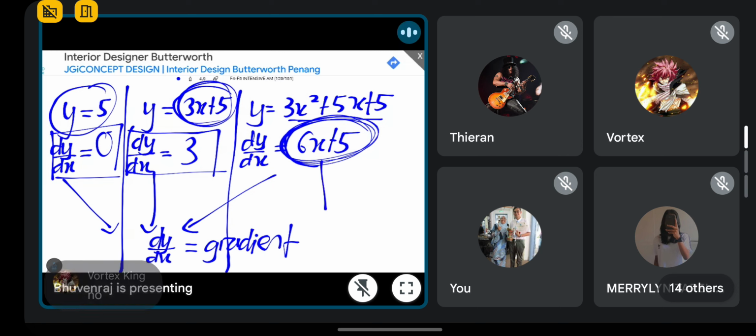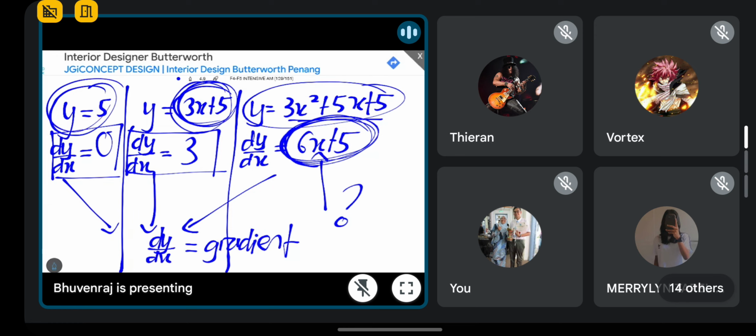No. Why? Because you have an X term over here. Kamu tak tahu nilai dia. Which means that kamu kena gantikan sesuatu coordinate X ke dalam ungkapan tu. You have to substitute an X coordinate into that equation to find the exact value of gradient. So this is the difference from this compared to this one and also this one. Perbezaan dia. You can see over here now.